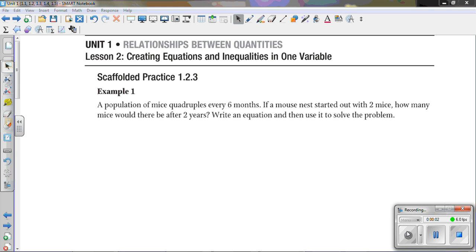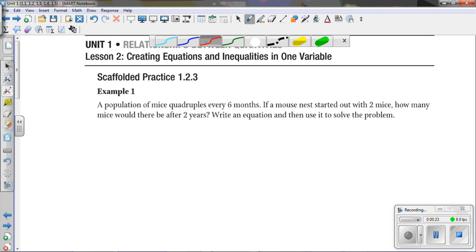Okay, this is video lesson 1.2.3, and what we're working on in this lesson is introducing exponents for the first time, which is really repeated multiplication. So I have three samples here, and we'll talk about what's happening in the problem and show how we can build the equation from that. So let's take a look at the first scenario.